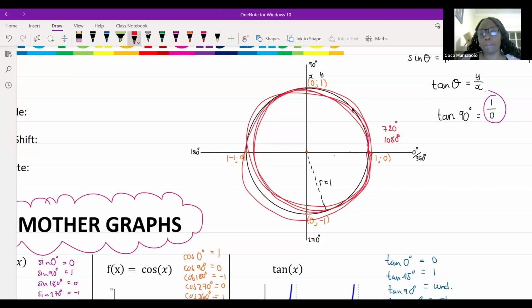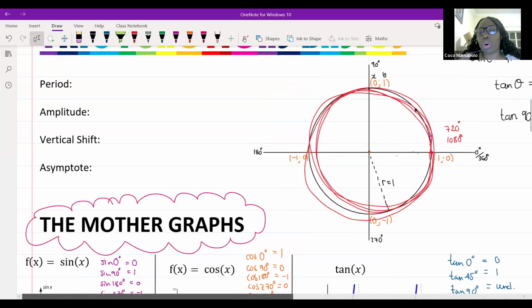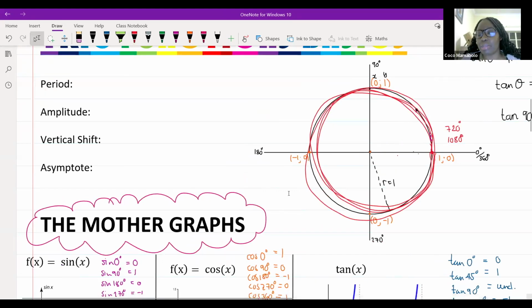So technically, when I talk about my period, I'm talking about how long it takes me to go from one spot on my graph all the way around. How many degrees does it take for me to go around? So when they ask you for the period, what they're actually asking is how long does it take to create one full revolution, one full graph?